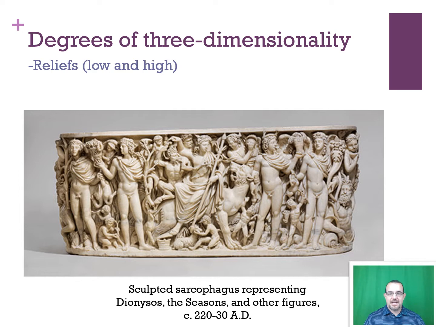Now this is an excellent example of high relief where the sculpture is actually designed where it protrudes about halfway so you can see the sides of the figures, but not the back. It's still one solid form, but it's really been sculpted out.